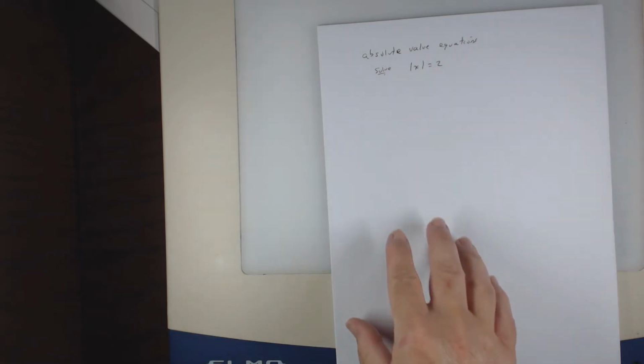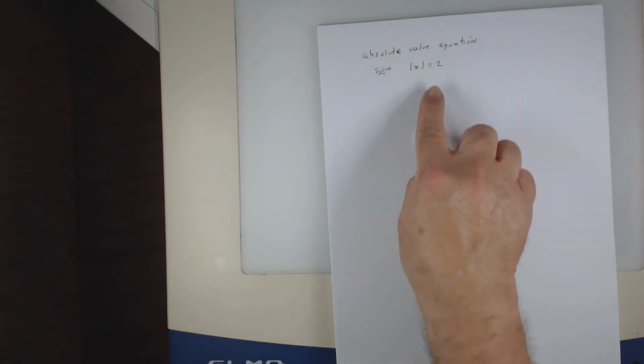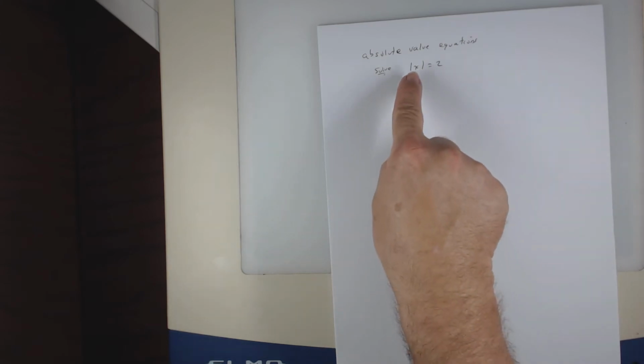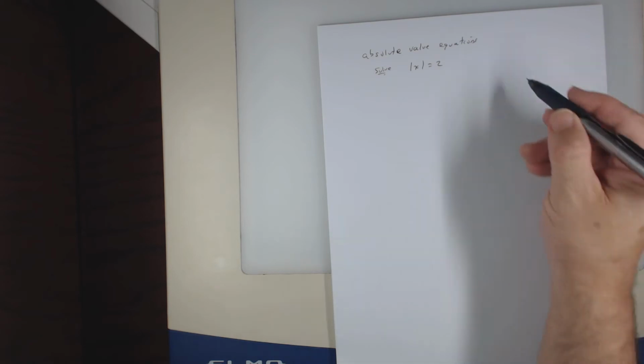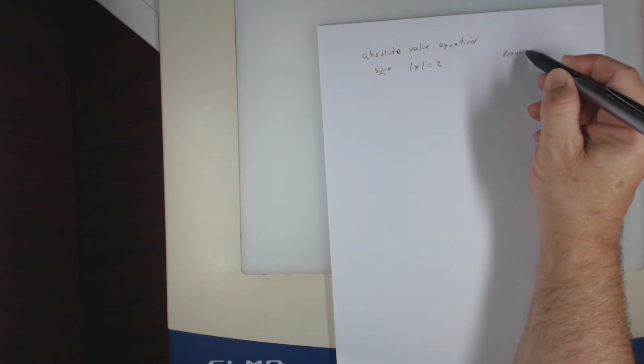Now, if you can't remember, now it's going to get a little bit complicated, but to help you remember what to do, always remember this one. So if the absolute value of x equal 2, now you got to remember something about absolute value from a previous course.